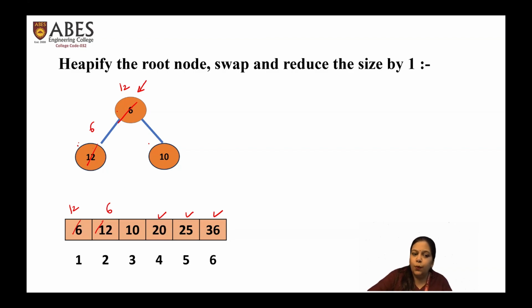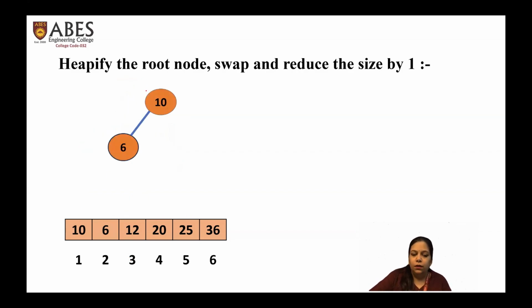And again, this 12 root node will be swapped with the last value. The last node of the tree is 10. So this 12 will be swapped with 10. So now the array will look like this: this will become 10, this will become 12. And at this point of time, again, we will not delete this node, but we will reduce the size of the array such that 12, 20, 25 and 36 are now sorted. And the array will have only 2 nodes, that is 10 and 6.